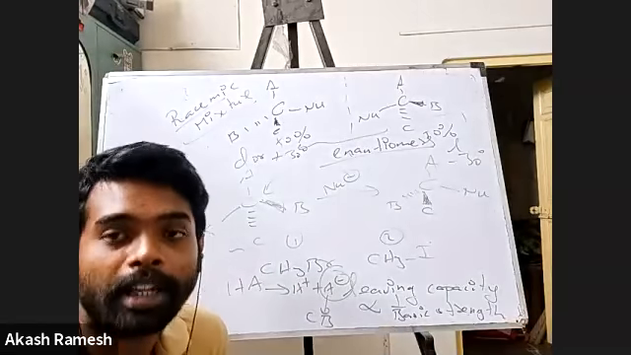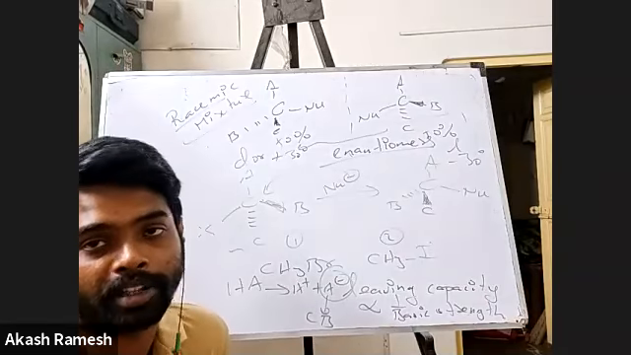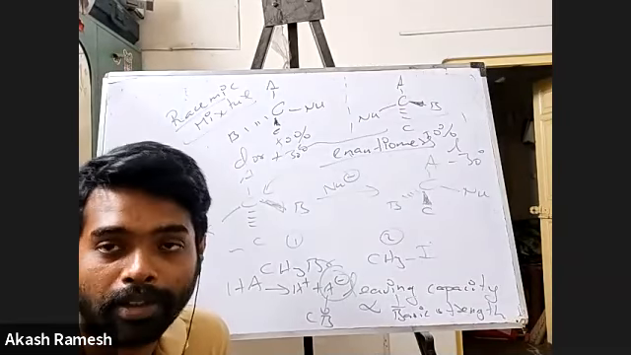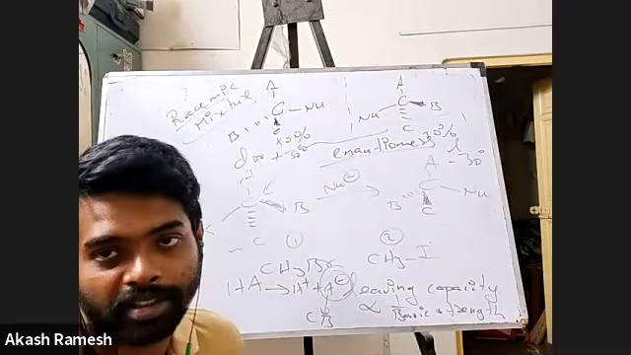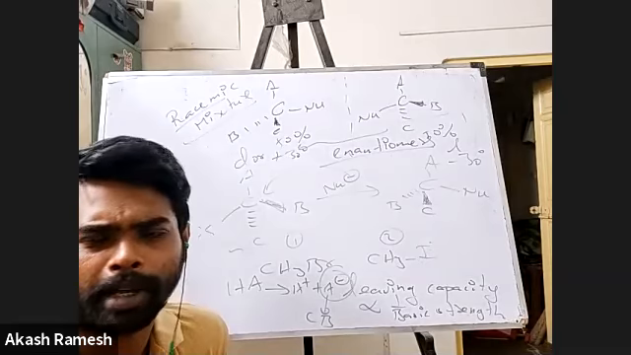So Cl minus is the conjugate base of HCl. F minus is the conjugate base of HF. CH3COO minus is the conjugate base of acetic acid. Okay, now I hope you understand.